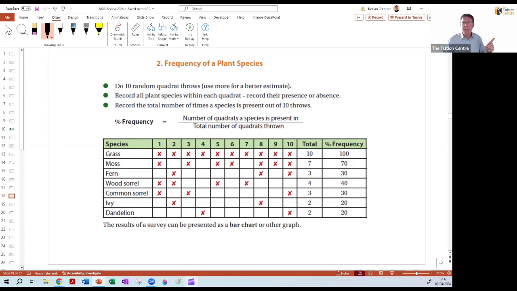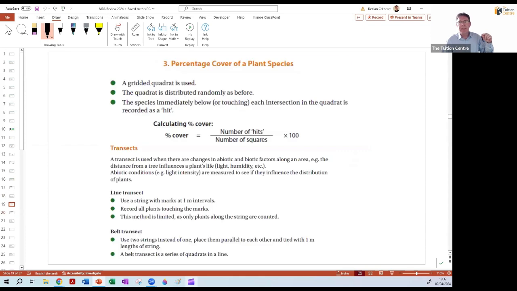That's your percentage frequency. Percentage cover is a different thing. Percentage cover is where your quadrat now has grids in it, right? So it's like maybe 100 squares in it. And you do the same thing with the pencil. You put your quadrat down. Now you take your pencil and you decide, okay, I'm going to go for the bottom right-hand corner of each square. And you put your pencil in the first square. If it touches moss, right, then you go, okay, that's 1 moss. Next square, no, it doesn't touch moss. Next square, no moss. Third square, yes, moss, that's 2.